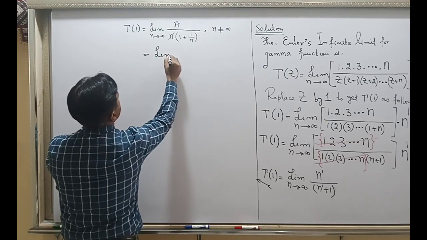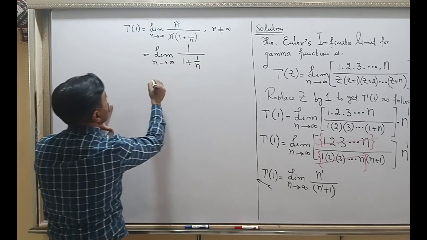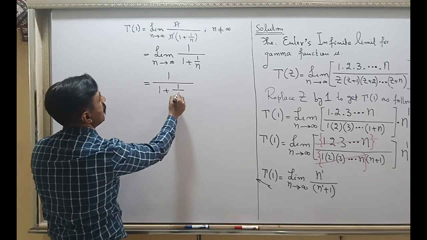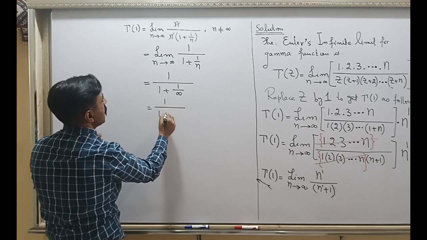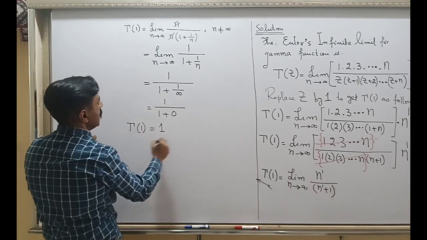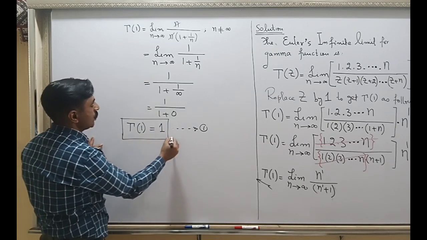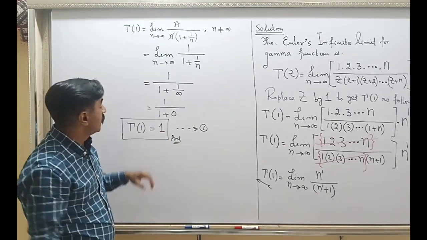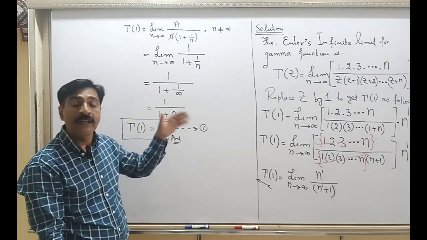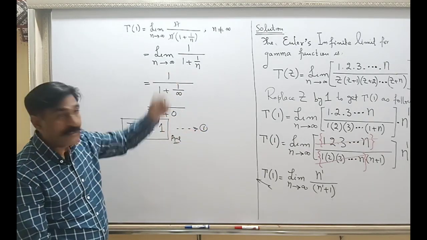And what are you left with? You have limit n approaches infinity of 1 over 1 plus 1 over n, and now apply the limit. 1 over 1 plus 1 over infinity, and 1 over infinity is 0, and the answer is 1. So gamma 1 is equal to 1. Make a box on it, because this was asked in the statement of the question. This is your first answer, and you should remember this value as well, because you will need it in higher problems and other problems which I will solve for you about the gamma function.